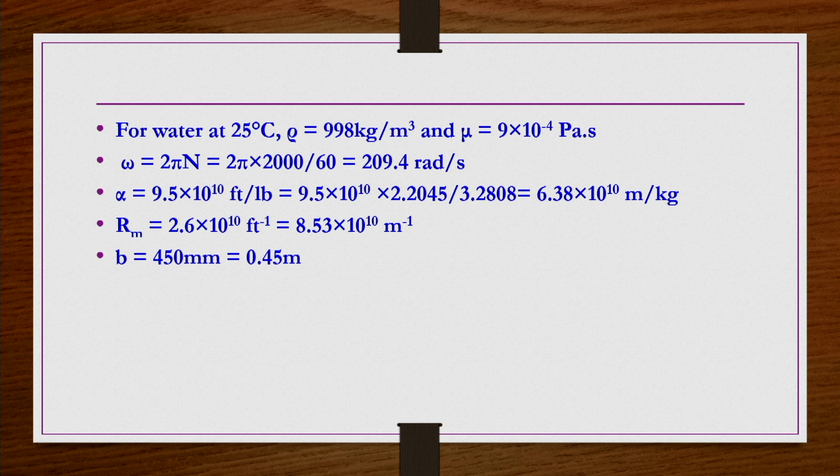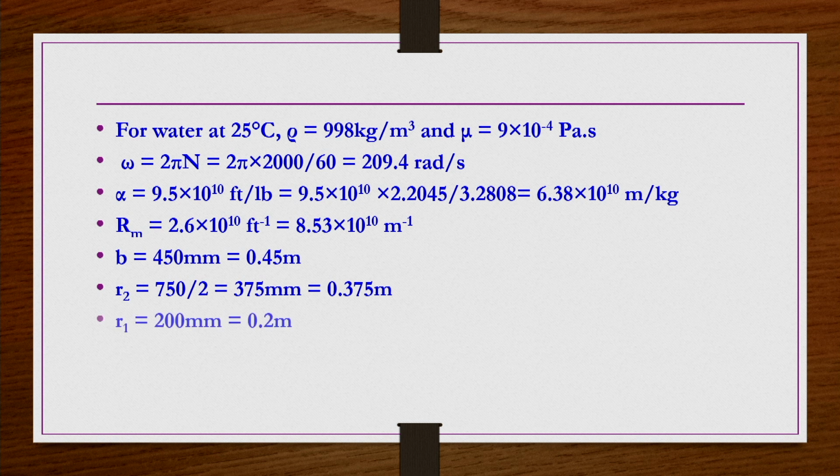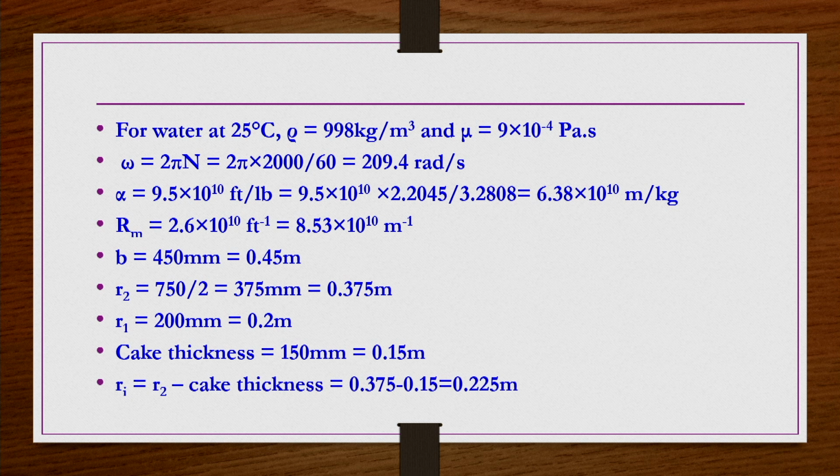B is given as 450 mm, that is 0.45 meters. R2 is given as 750 by 2, that is 375 mm or 0.375 meters. R1, the radius of the inner surface of the liquid, is 200 mm, that is 0.2 meters. Cake thickness is given as 150 mm, so that is 0.15 meters. Ri you can calculate by subtracting the cake thickness from R2. So Ri equals R2 minus cake thickness, thus 0.375 minus 0.15 equals 0.225 meters.